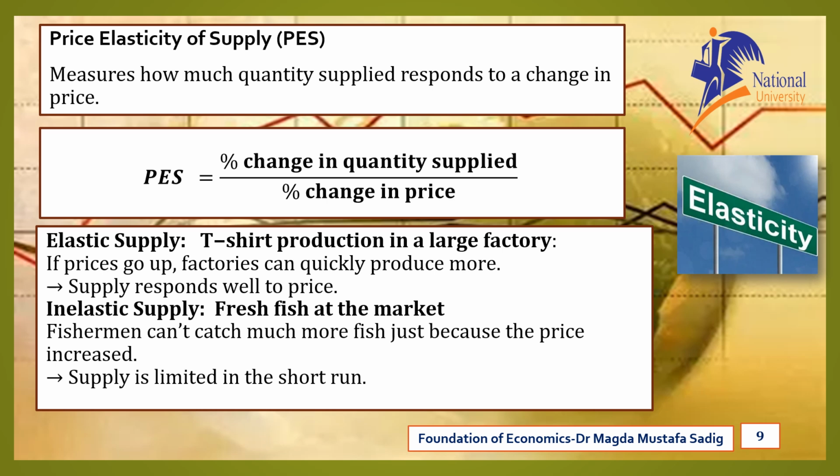So price elasticity of supply tells us how much more or less of a product producers make when its price changes. And we calculate it by dividing the percentage change in quantity supplied by the percentage change in price. And we gave two best examples, the T-shirt and fresh fish.